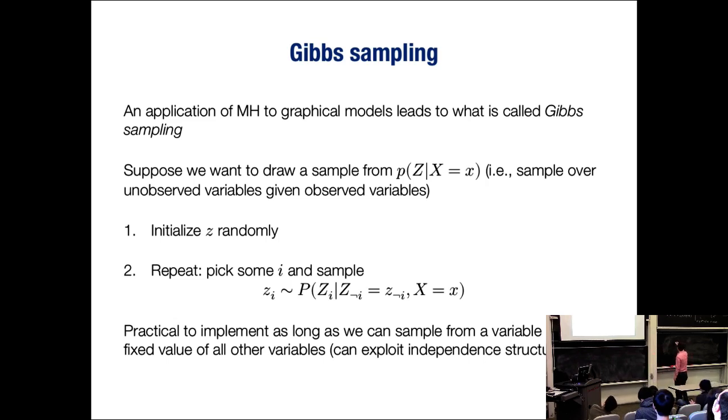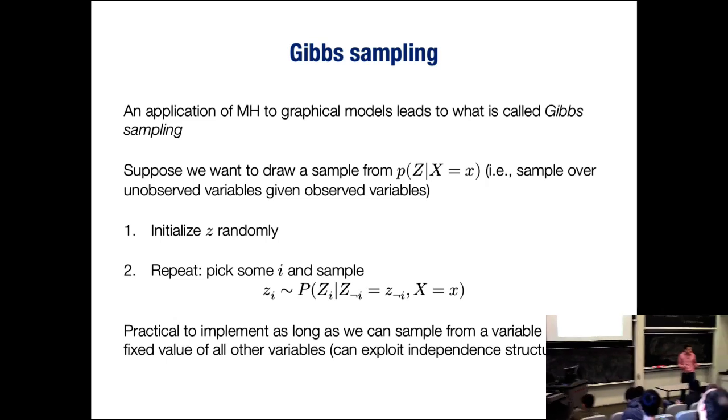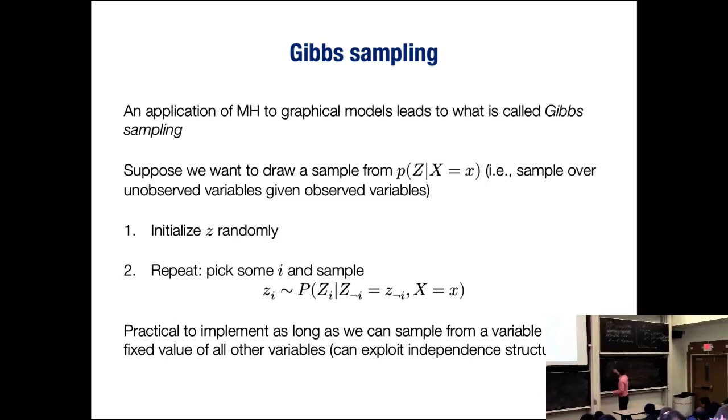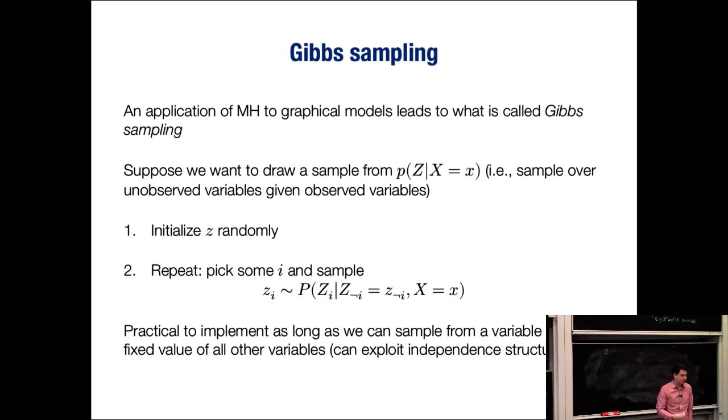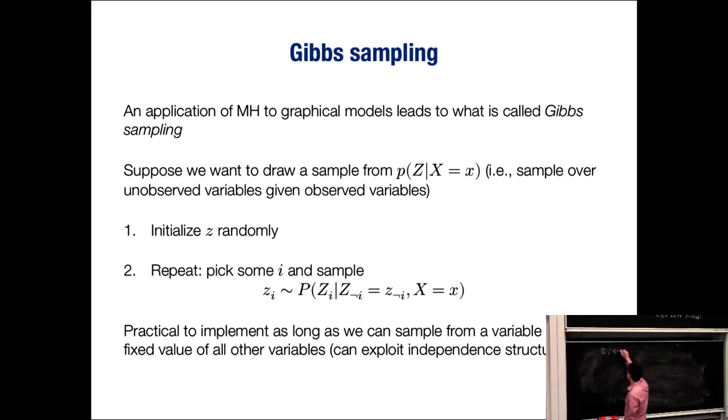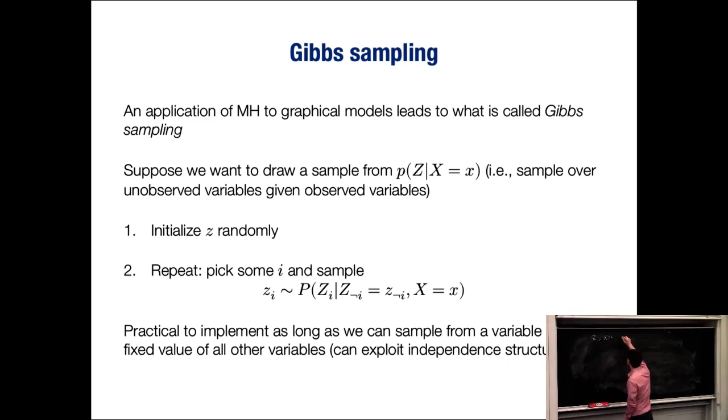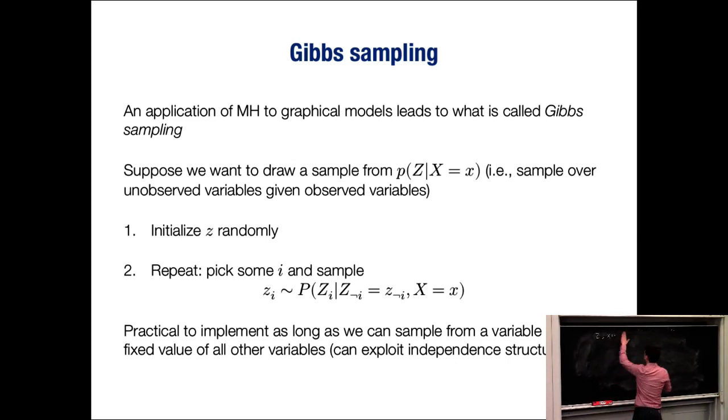I'm going to think about a general graphical model where I refer to Z as the set of all variables that are not observed, the hidden variables. These are the things we're trying to sample from. And X being the things that we observe. So we know that X is equal to little x, and we're trying to sample a little z from the probability of Z given X equals x. That's our task here.